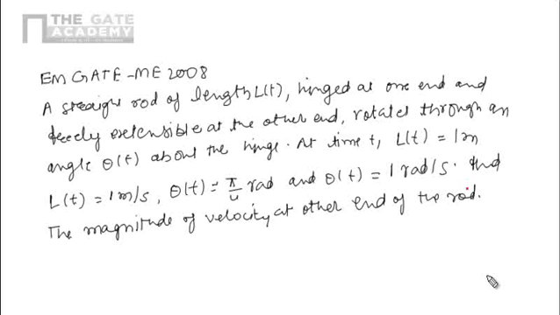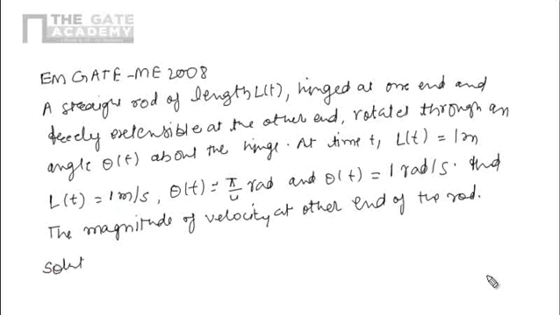So I will just repeat the question. Here a straight rod of length L is given, hinged at one end and freely extensible at the other end. It rotates through an angle theta above the hinge. At time t, the length L is 1 meter and the corresponding velocity is 1 meter per second. Similarly, theta at t is pi by 4 radian and the angular velocity is 1 radian per second. So we have to find the magnitude of velocity at the other end.